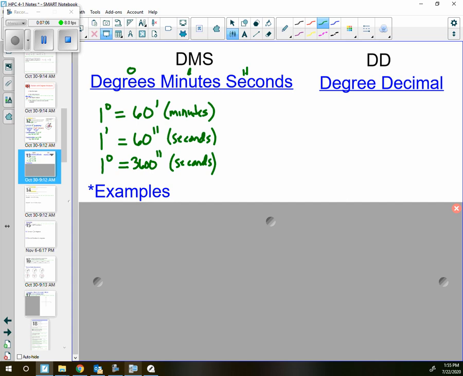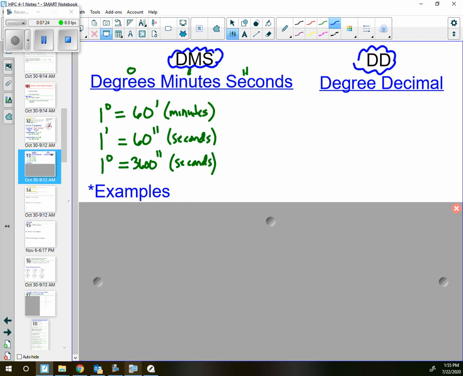So in real life situations, sometimes numbers will come to us in degrees, minutes, seconds. Our shortcut for describing that is DMS. That's short for degrees, minutes, seconds. Sometimes it'll be degrees as a decimal instead, so DD. Let me give you a real life example of that.